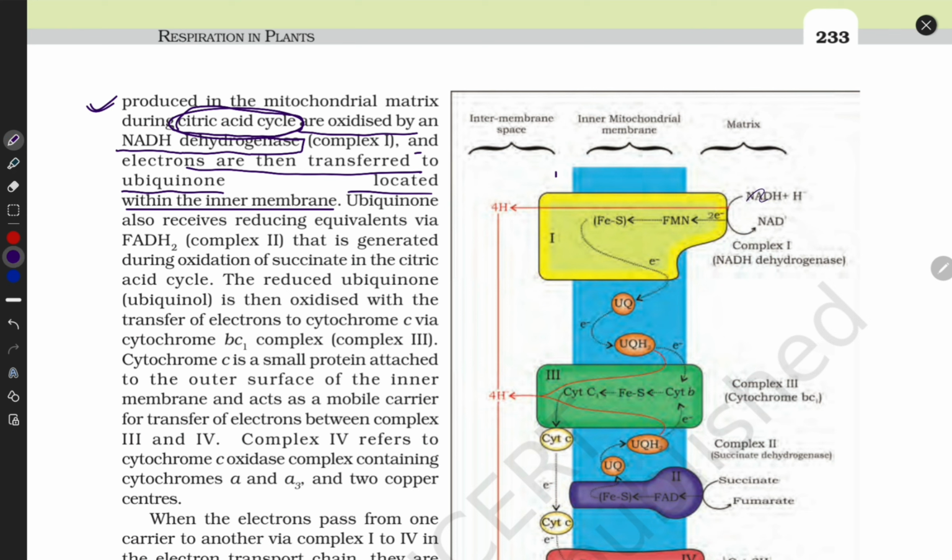Yes, we know that NADH converts into this form. This energy form comes from the citric acid pathway. We can say it as TCA, we can also say it as oxaloacetic acid, and we can also say it as the Krebs cycle. Clear? This complex 1 name is NADH dehydrogenase.